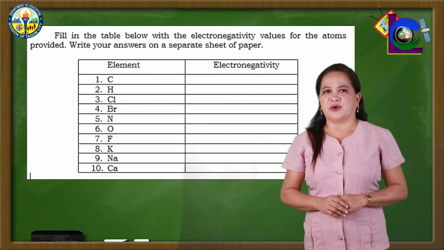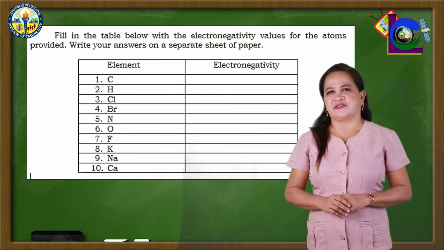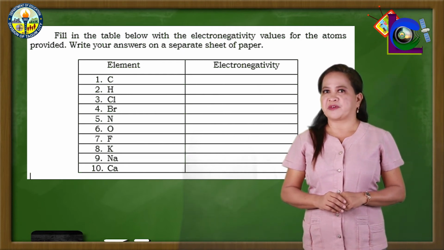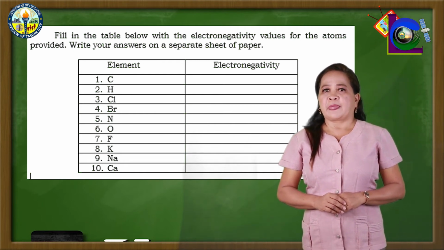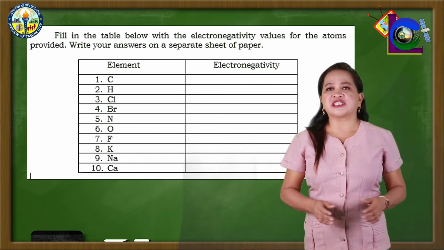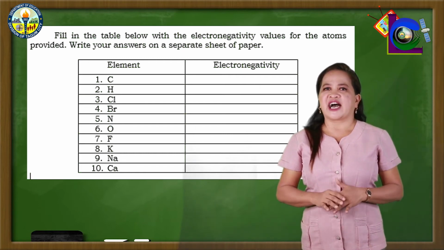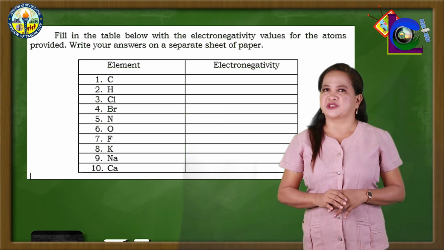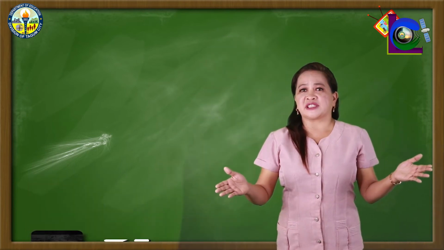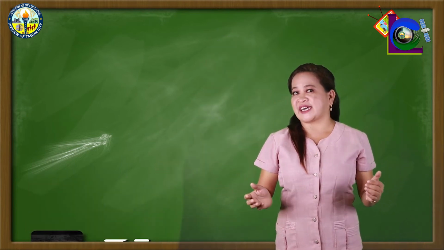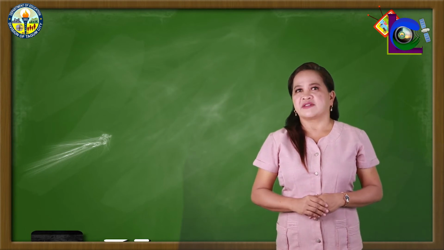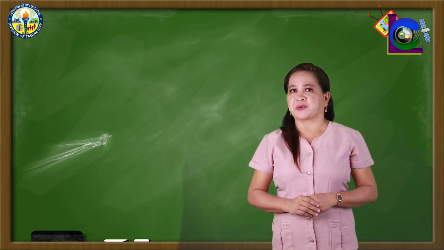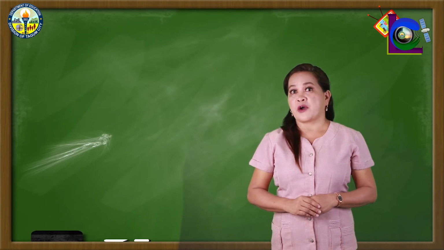Please fill in the table with the electronegativity values for the atoms provided. After answering, please check the answers on the answer key section of your module. Don't forget to answer the guide questions, okay? The next activities will help you ace the test later. They are equally important with the previous task.